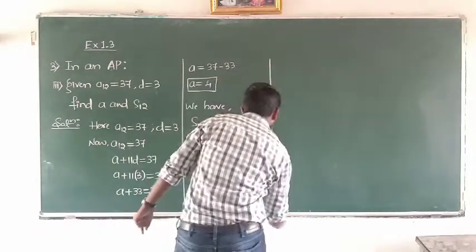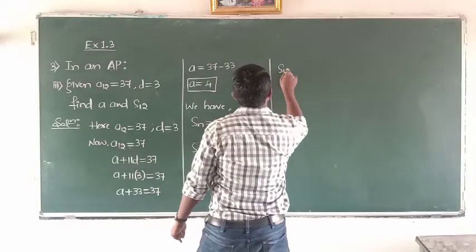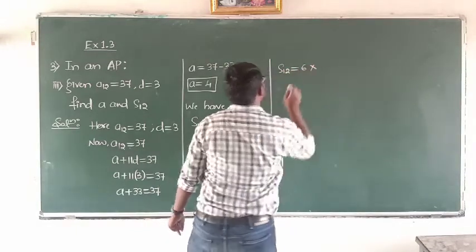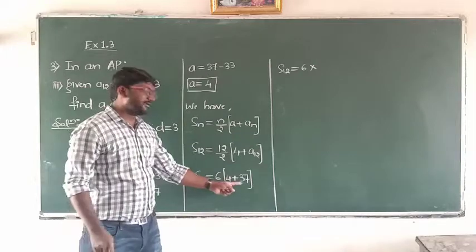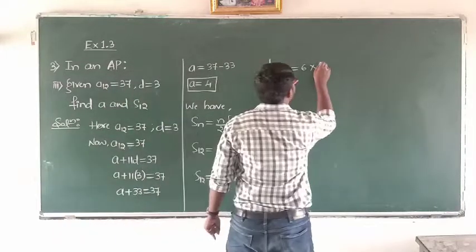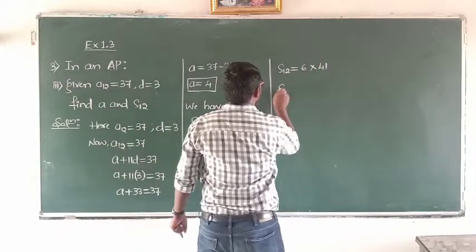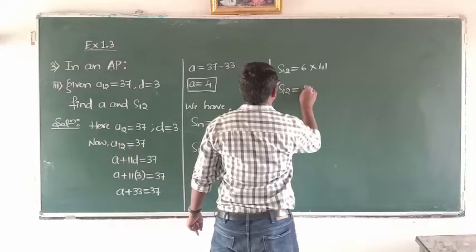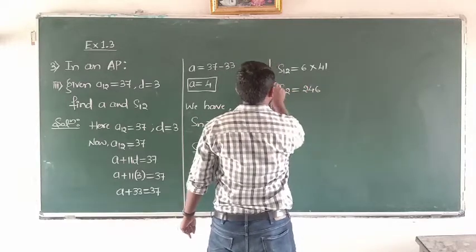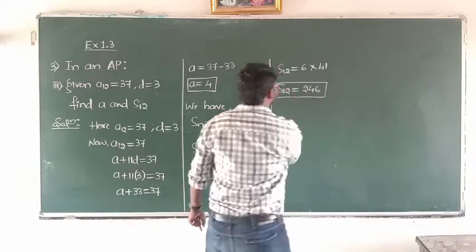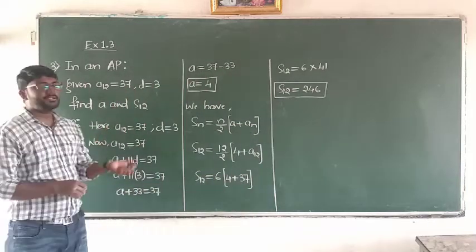Then S12 is equal to 6 into how much do we get now? 37 plus 4 is 41. So S12 is equal to 6 into 41, which is 246. So this is the value of S12. This is all about the third sub question.